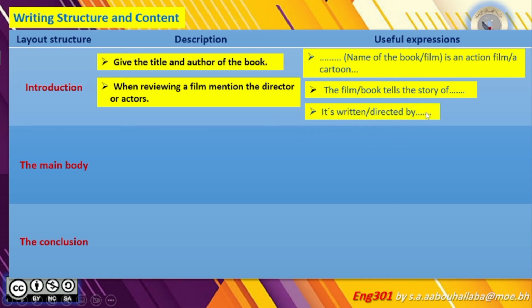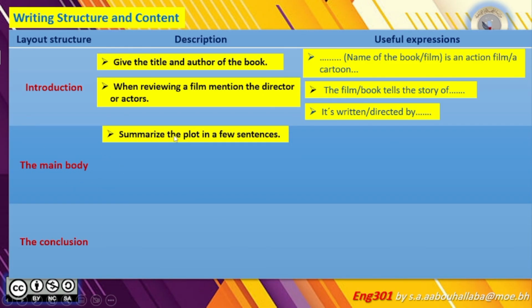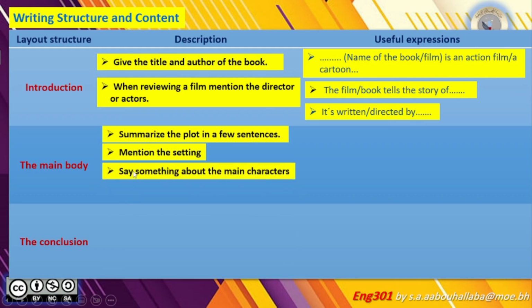It is written or directed by, you can tell here who is the writer or who is the director of the film or the book. Now we come to the main body, and here you need to summarize the plot in a few sentences, and you need to mention the setting, the time, and the place. You also need to say something about the main characters, and finally you need to say something about the content.